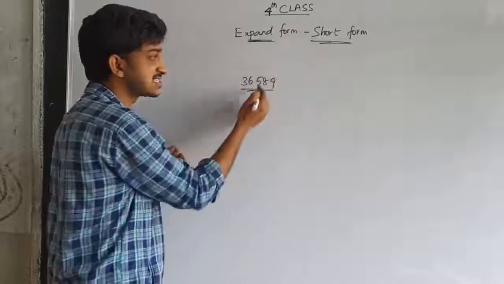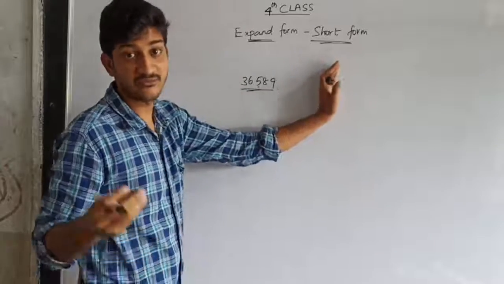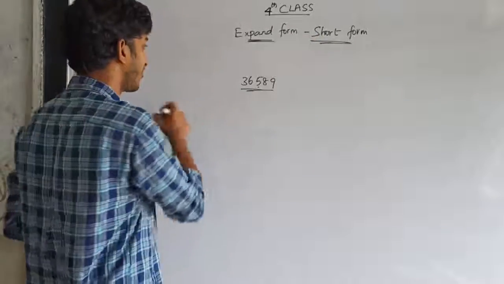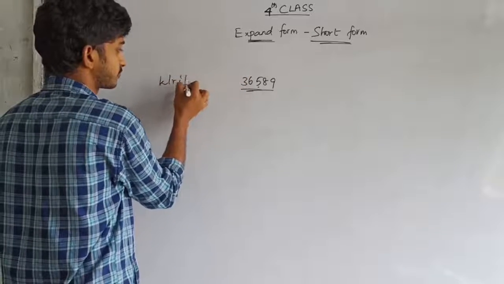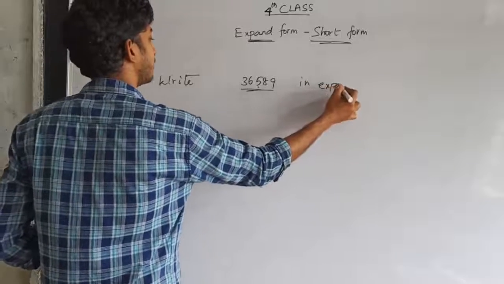Short form means this is the short form of the number. So here some expanded forms are given, and we have to write that number in the short form. See one example for expanded form. Write this number in expanded form.